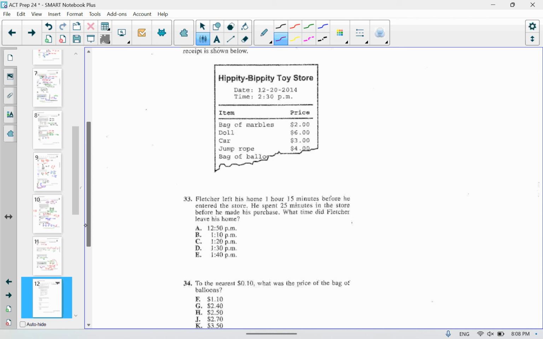All right, the first question is all about time. He spent 25 minutes in the store. He uses 2:30. So if I do 2:30 minus the 25 minutes, I know that he entered the store at 2:05.